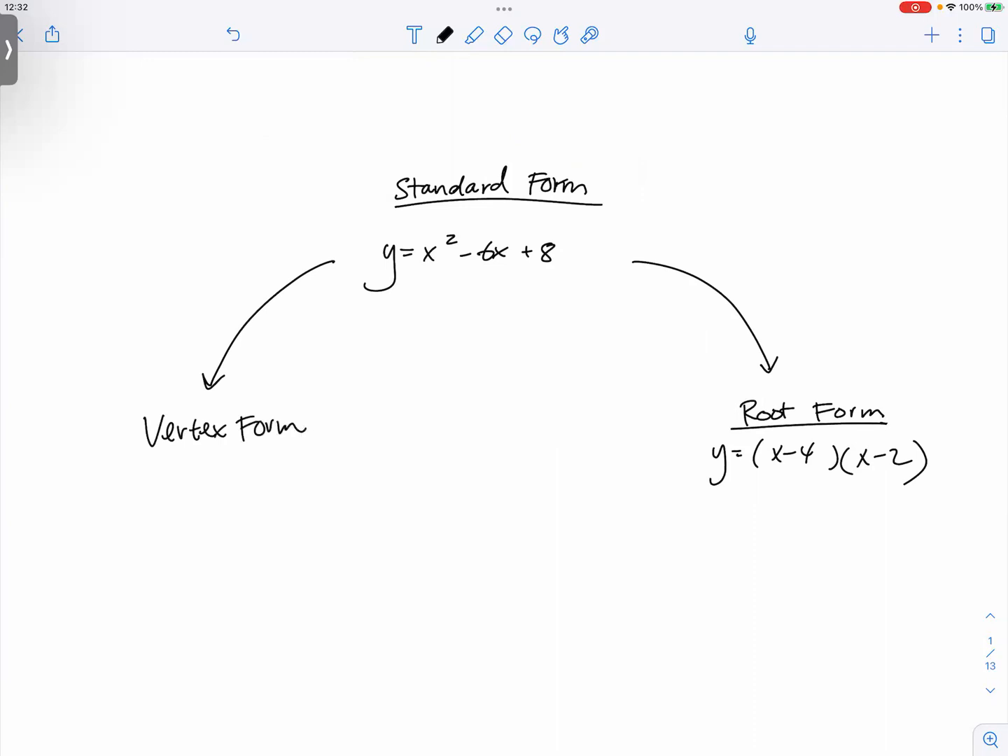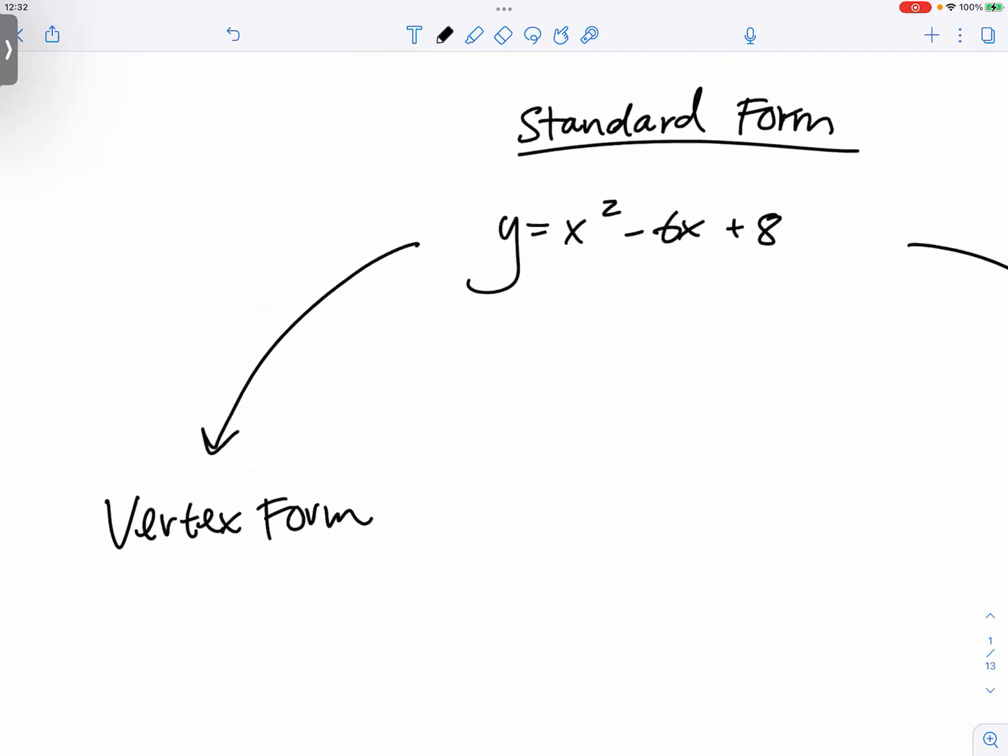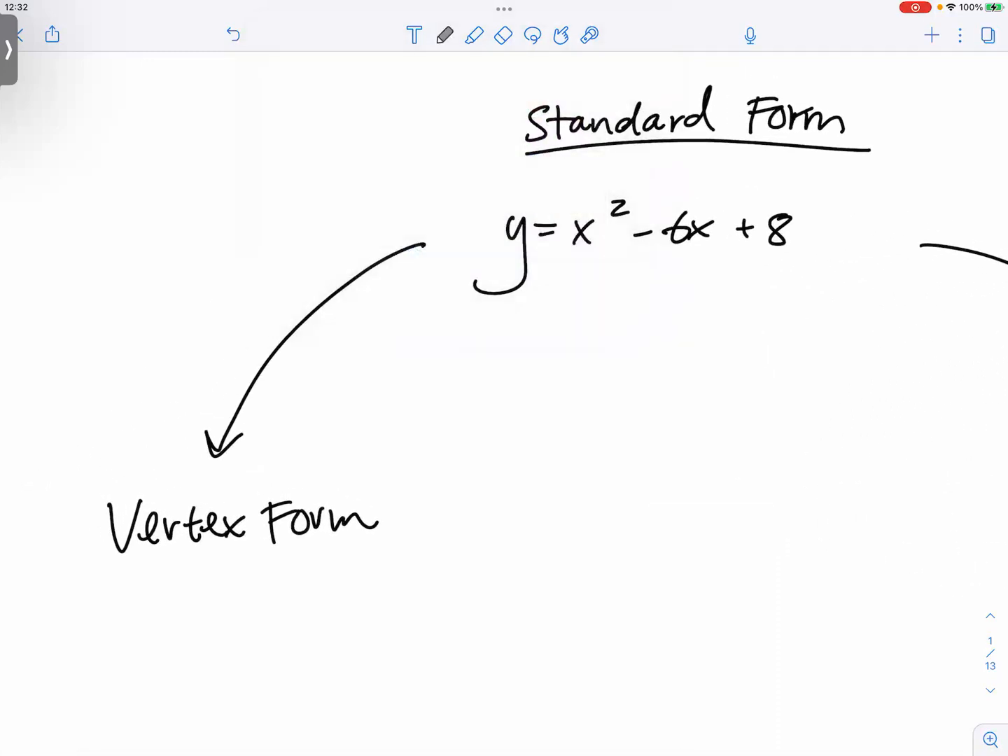I mean, of course we could. But to change it to a vertex form, what do we need to do? We will need to complete the square, right? We need to complete the square. And by completing the square, you know that you have to plus 9 and minus 9 right here. How did you get 9? That's a good question. How do you get 9? Well, the way you get 9 is by looking at the number right here. You divide it by 2 and you square it.